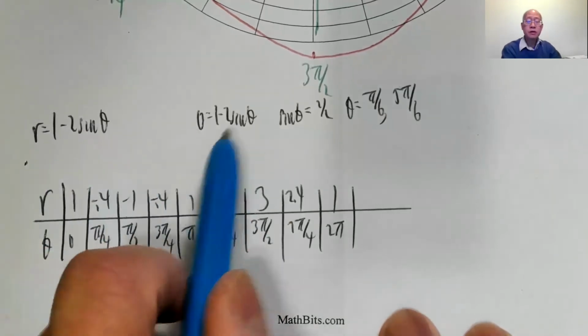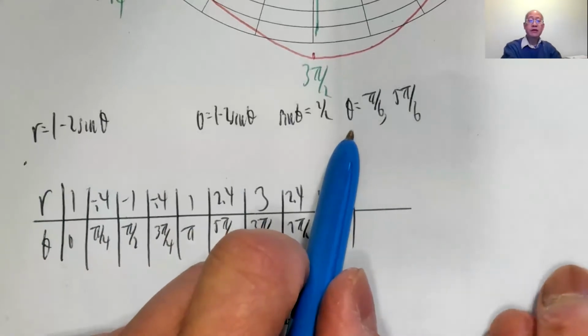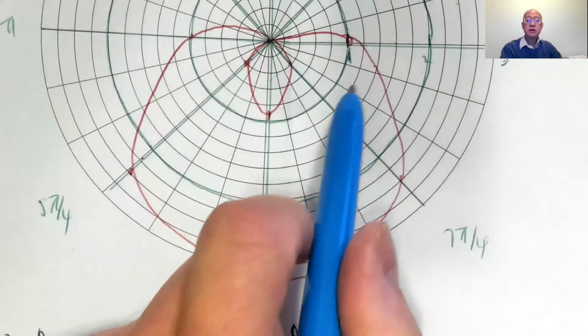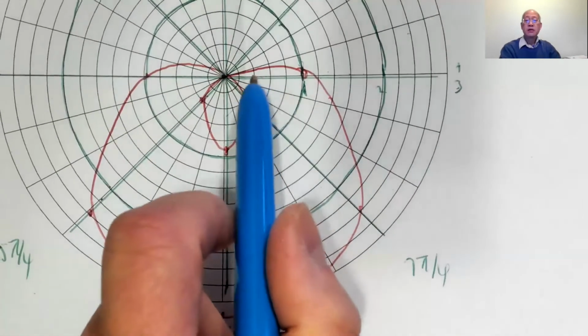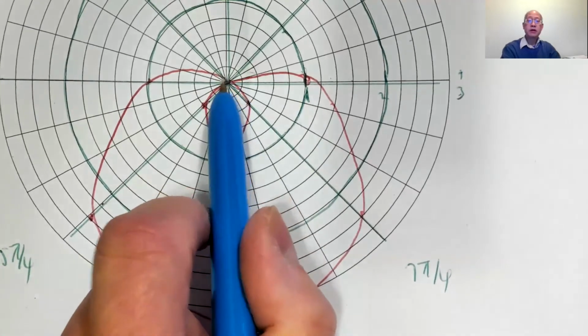Set this equal to 0. Sine theta is a half, so theta is pi over 6 and 5 pi over 6. So here we go. When theta is 0, r is 1. Come into the pole at pi over 6, 30 degrees.